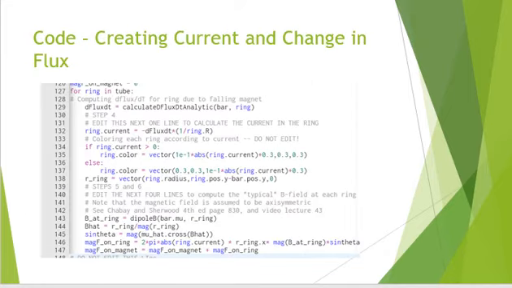This code segment focuses on the current and magnetic field in the rings in the tube. It also updates the magnet's motion through the tube.